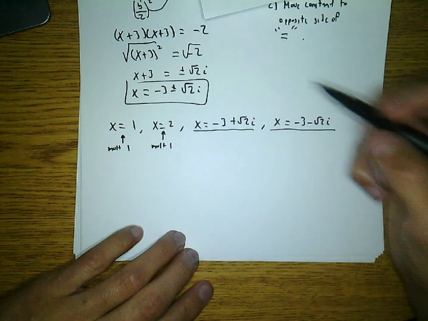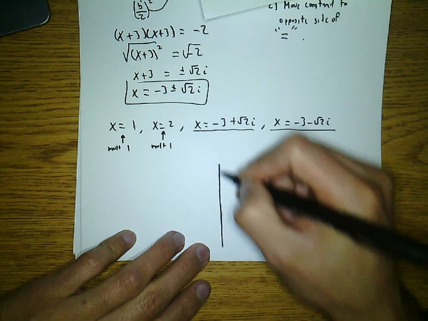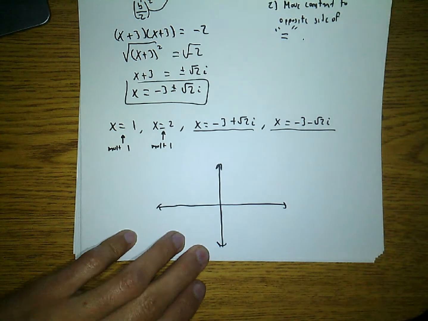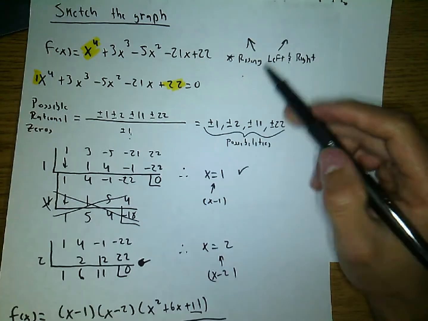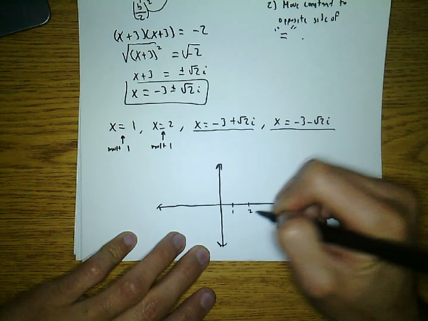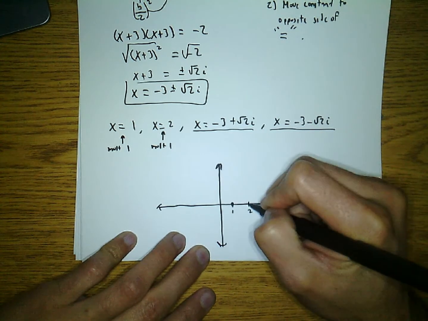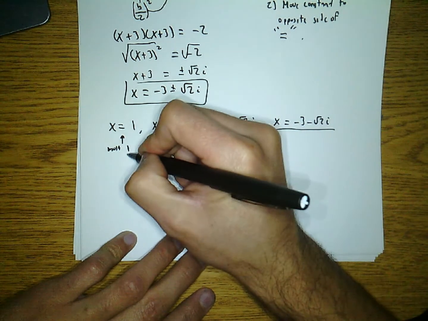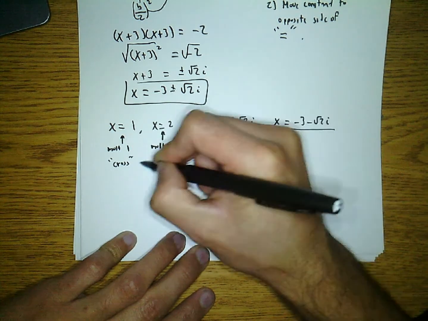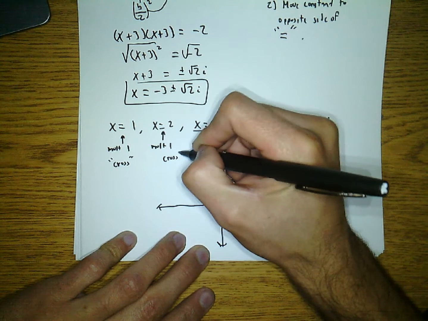So really, now we just have to go back and use our information from the beginning, which was the end behavior, which you guys said was rising left and right. So I'm going to go ahead and plot this information. So let's say that that's 1, and let's say that that's 2. I know I have a 0 there. I know I have a 0 there. Because the multiplicity here is odd, I am going to cross. And I am going to cross this one as well because the multiplicity is odd.